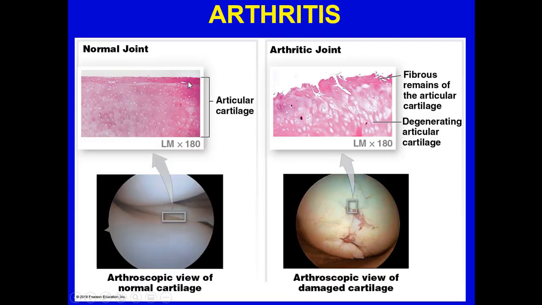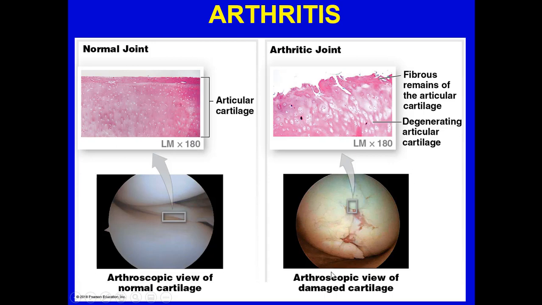Here's a normal joint. You can see the fine detail of the articular cartilage here with the lacunae. This would be an arthroscopic view of normal cartilage. Now, here is an arthritic joint where you have fibrous remains of the articular cartilage. You have degeneration of the articular cartilage. Notice that the lacunae are much larger, almost stretched, some of it because of deterioration of the tissue. The extracellular matrix is warped and distorted as opposed to here.